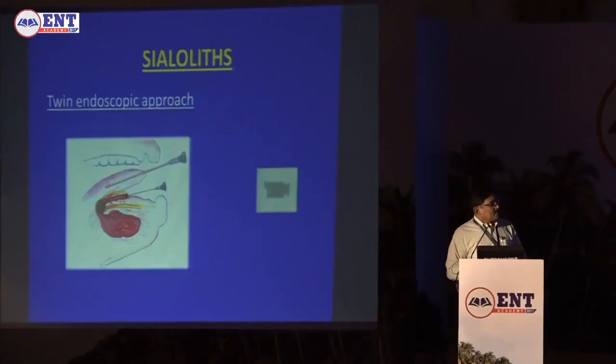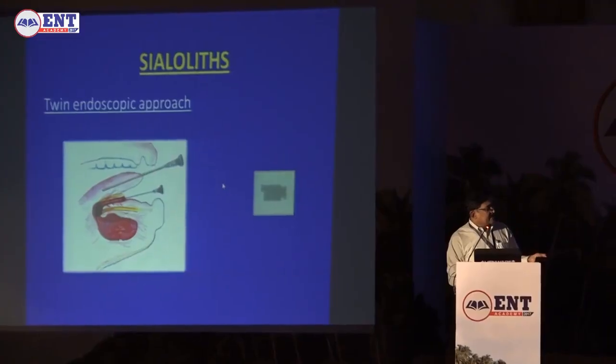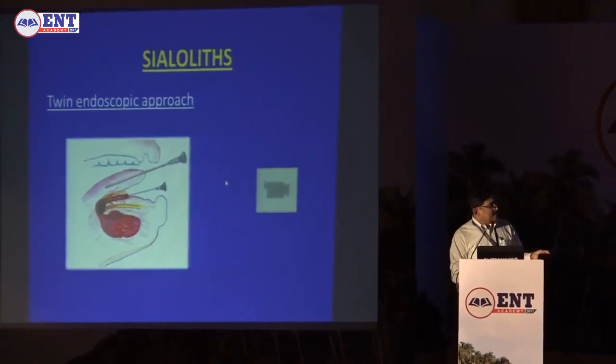So this is when you have a stone, a huge stone sitting in the hilum, and you can't pull it out through the duct. The stone is around 1.5 centimeters. The duct is here, and this is a lingual nerve. Lingual nerve is marked here. So I'll show you how it is done.